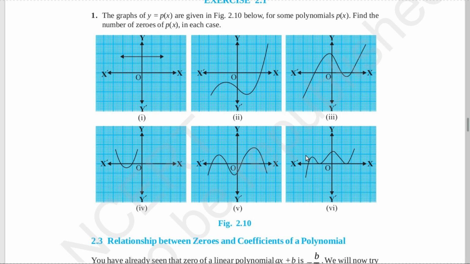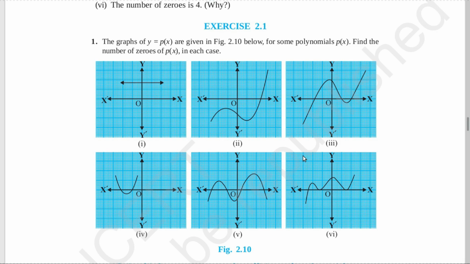So we are done with the first exercise. I hope the first exercise is quite simple compared to other exercises. Here we need to just find the number of zeros. So you may get 1 mark questions out of this exercise or 2.1. So we'll move to the next exercise, 2.2.